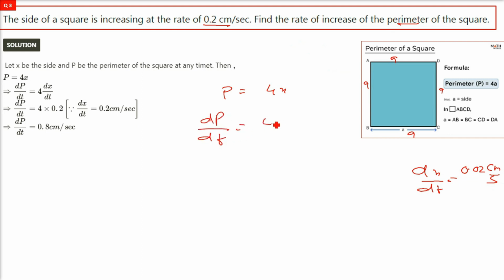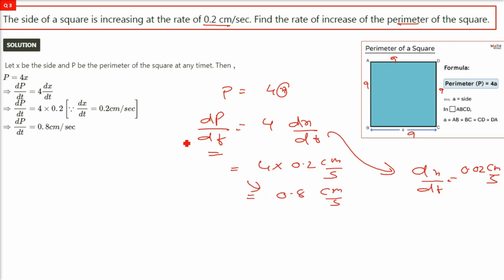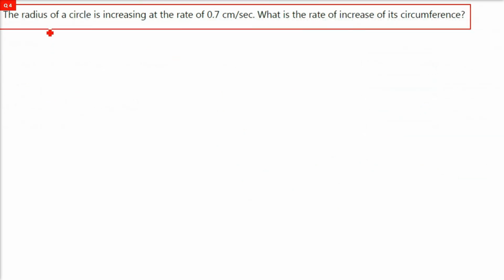So dp by dt, differentiation of 4x is 4, x differentiation is 1 only, and then dx by dt also has to be introduced. Dx by dt is given as 0.2. So it will be 4 into 0.2 centimeter per second, that is going to be 0.8 centimeter per second. This is your dp by dt, which is the rate of increase of perimeter of the square. If you make the diagram, it will be very lucrative for the examiner. He or she will give good marks.